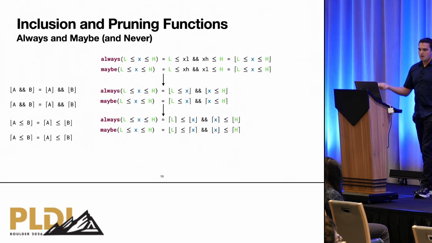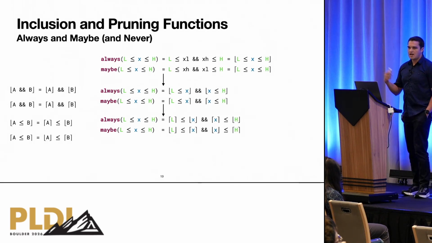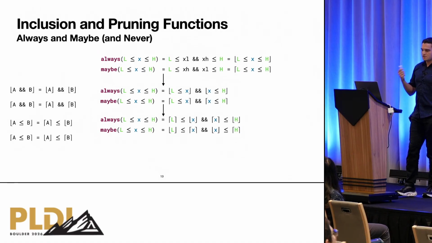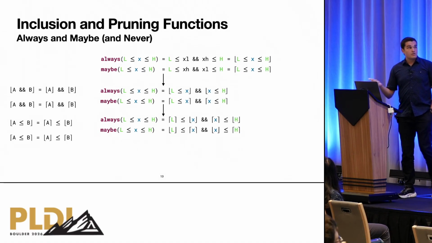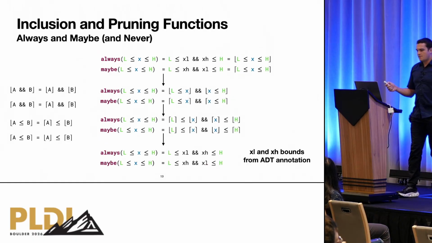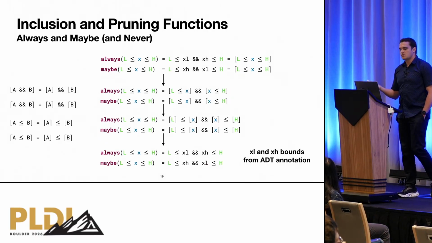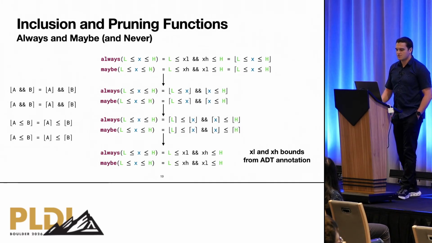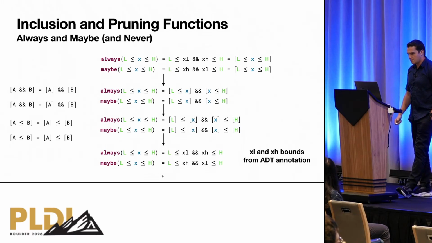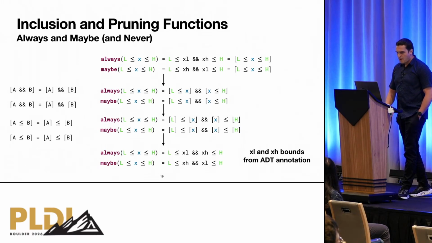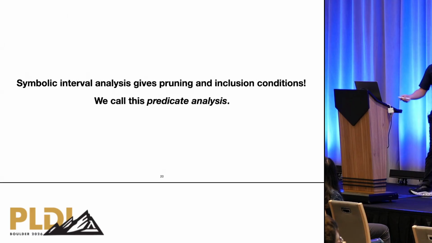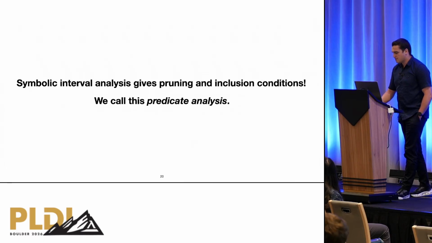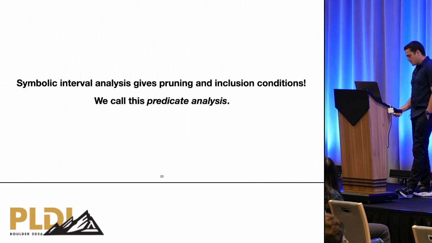So the upper bound and lower bound of L and H are non-varying values, and so they are just L and H. The upper bound and lower bound of X is actually given via our algebraic data type annotations. And so we can generate these pruning and inclusion conditions via the bounds annotations on the algebraic data type. And the key insight here is that these pruning conditions can be generated via symbolic interval analysis, and we call this predicate analysis.